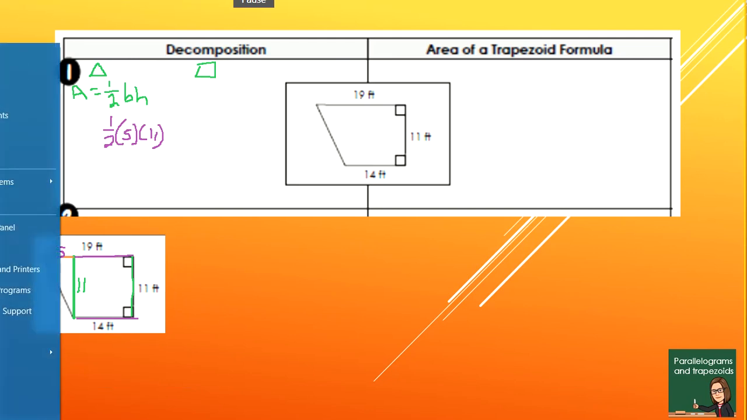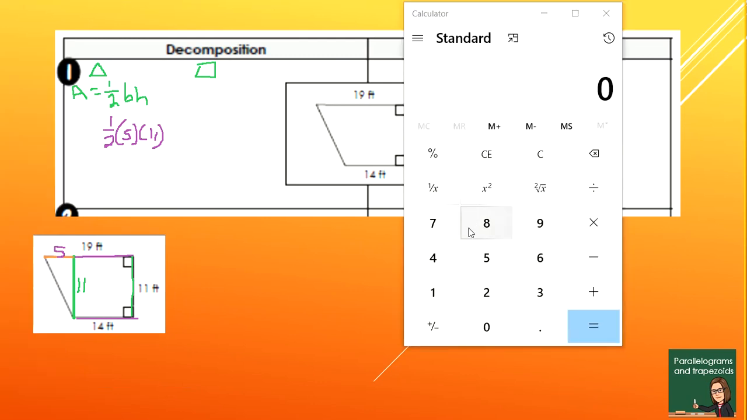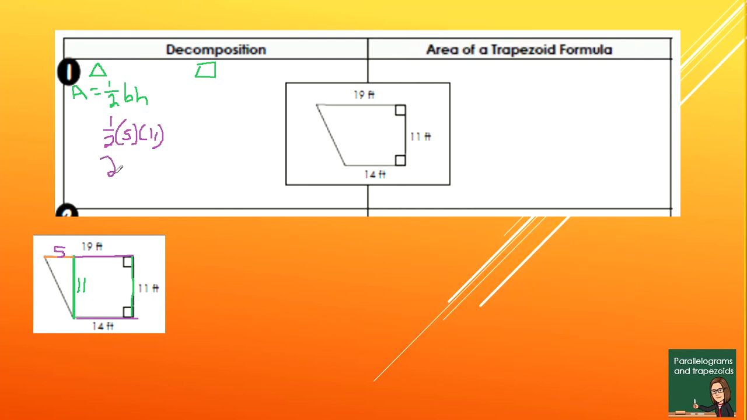So 1/2 times 5 times 11. I'm going to use a calculator just to speed it up a little bit. If I can get my calculator up, one second. Okay, the way I'm going to do it is 5 times 11 equals, and then divide by 2. And I get 27.5. Now, my area of my square is going to be base times height. Well, it's not a square, it's actually a rectangle. It looks like a square, doesn't it? But it's actually a rectangle, so we're just going to go area equals 14 times 11.